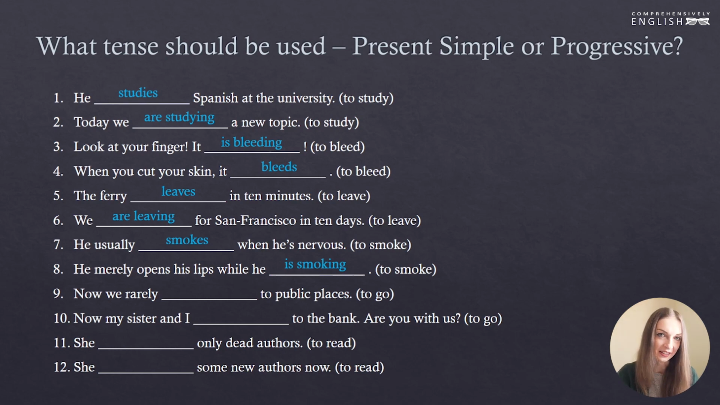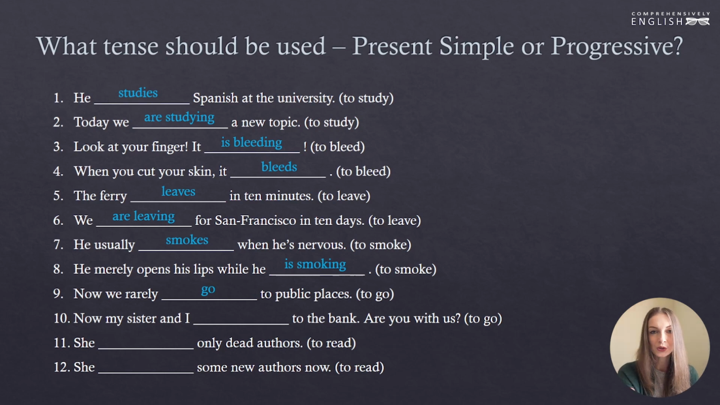Though it is repeated, it is a process, and that's what we want to stress. Every time he is smoking or while he is smoking, he merely opens his lips. You see, we can use different tenses to highlight different things and make different semantic stresses in our sentences.